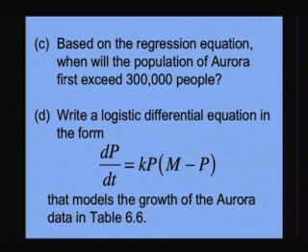C, based on the regression equation, when will the population of Aurora first exceed 300,000 people? And finally, D, write a logistic differential equation in the form dP/dt is equal to kP times the quantity M minus P that models the growth of the Aurora data that we're about to look at in the following table.